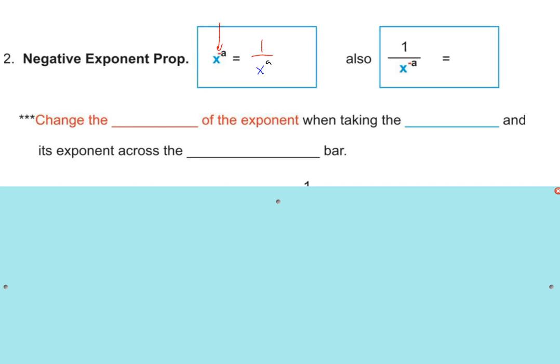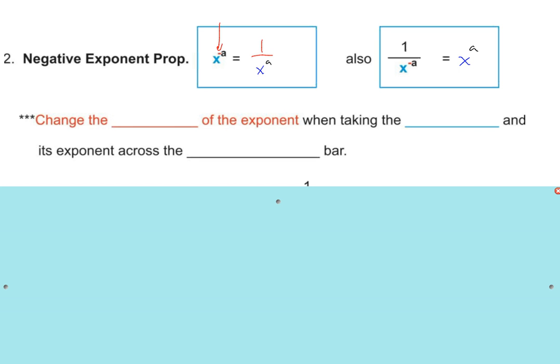So in the second example, I got the negative in the bottom, so take the base and its exponent across the fraction bar, and it's positive in the top. And that's all there is to it.